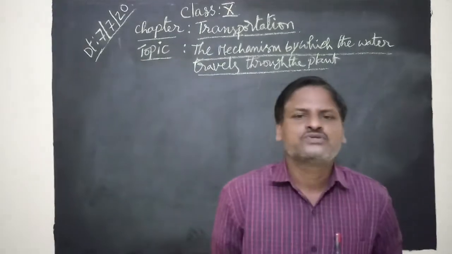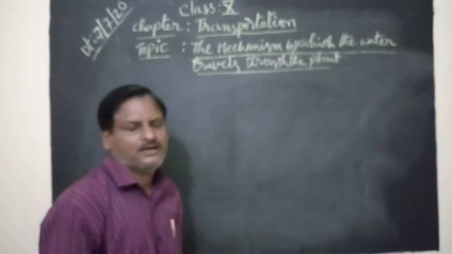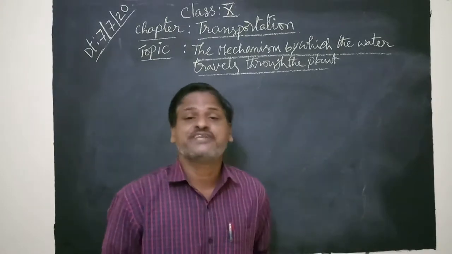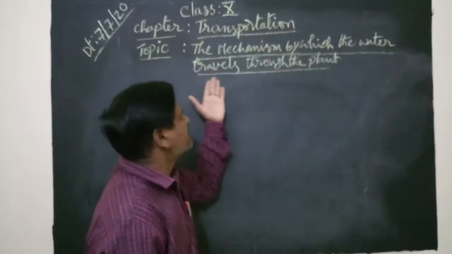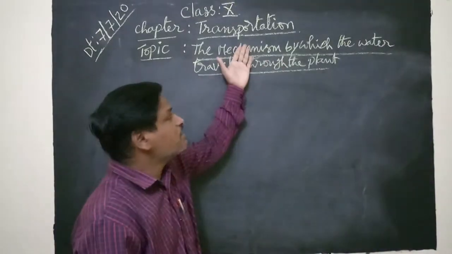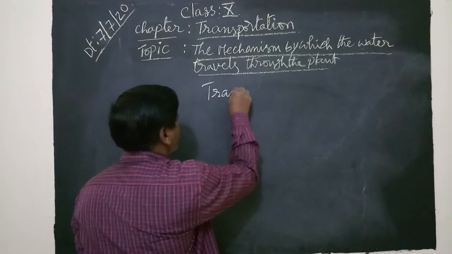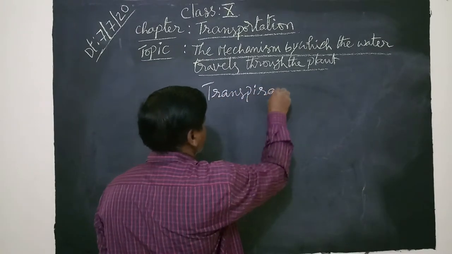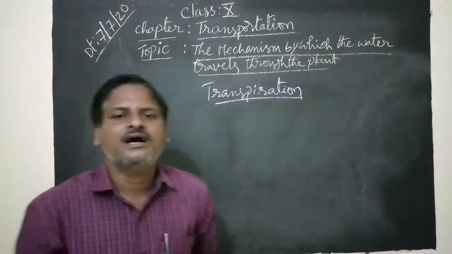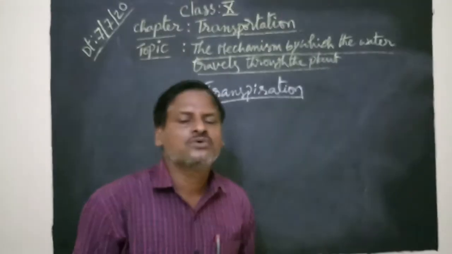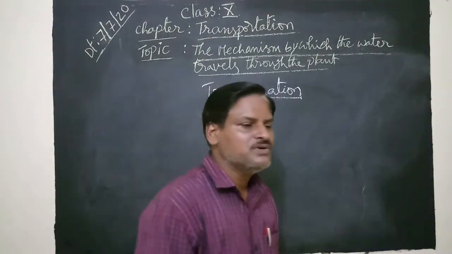Good morning, children. Today we are going to learn another process, transpiration. That means the mechanism by which water travels through the plant. Which mechanism? That one, transpiration. We are going to learn how transpiration helps to move the water from the roots to the top of the plant. So in this class we are going to learn, children.